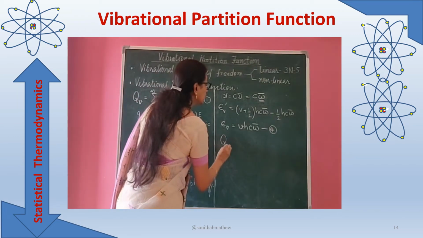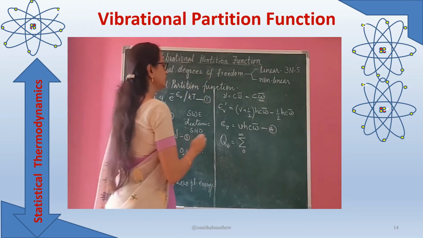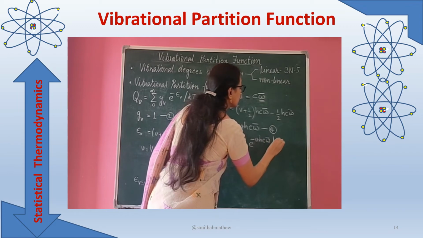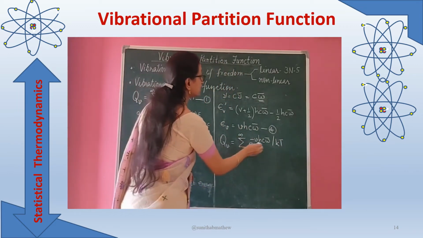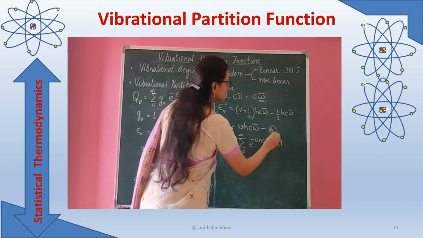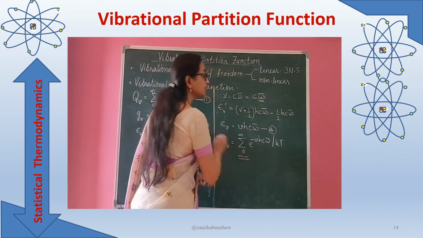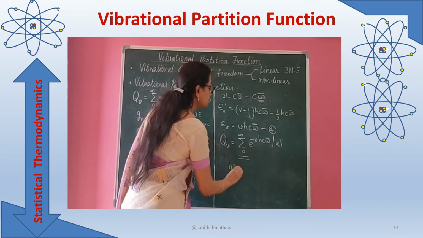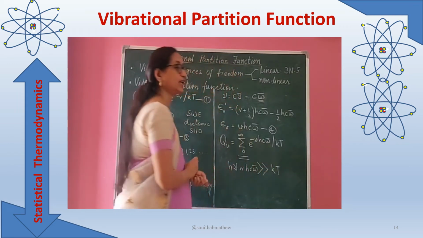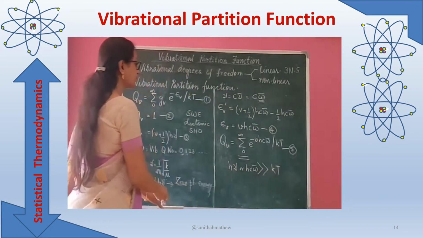So what we will get, Q_V is equal to summation 0 to infinity, g_V is 1, we have e to the power minus the energy in excess of the lowest, upon kT. Here we see that the value hc omega bar is very high in comparison to the thermal energy. So here we cannot take the levels as closely spaced. This h nu or hc omega bar is very much higher in comparison to the thermal energy. So we cannot replace the summation by integration. It will remain as summation itself.